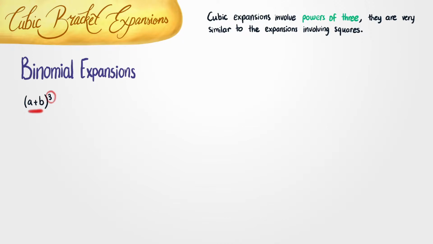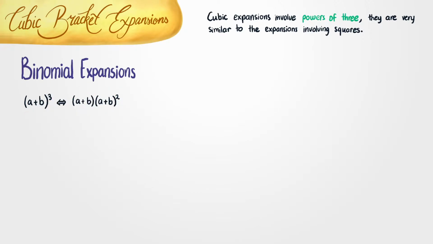But instead of doing what we did for the power of 2, I'm going to use the result we got for the power of 2 to help us expand this much more easily. So we're going to start by saying that a plus b all cubed is the exact same thing as a plus b times a plus b all squared. That makes sense because you get two brackets from here and then the third one from here.